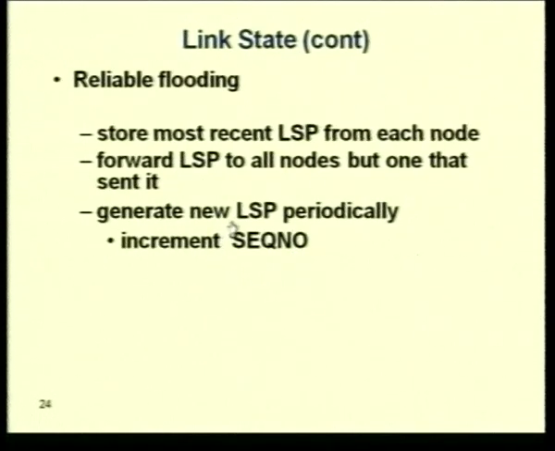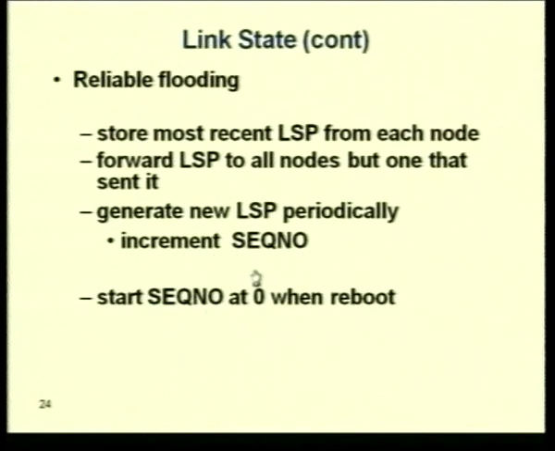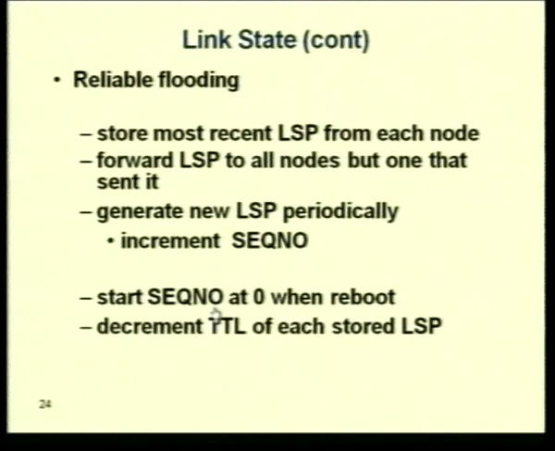To distinguish an older LSP from a newer LSP, we use something called a sequence number, and the sequence number is incremented. You start the sequence number at 0 when you reboot, and we also have a TTL field, a time to live field, which is used. You decrement the TTL of each stored LSP. So now look at what is happening here. You store the most recent LSP from each node. So what we are trying to basically achieve here is reliable flooding.